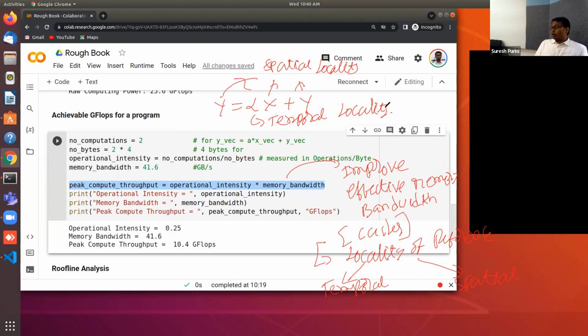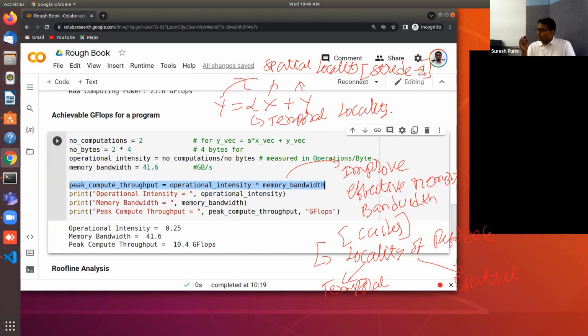Not only do they show spatial locality, all these references are stride one references. Stride one means these elements are accessed one after another. As a consequence of these stride one accesses, the number of cache misses will be less.